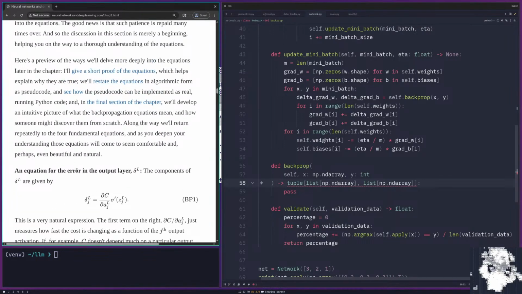An equation for the error in the output layer, delta L. The components of delta L are given by delta L of j, so the error in the output layer of the jth neuron is equal to the derivative of the cost function with respect to the output activation of j, times the derivative of the sigmoid function of the weighted input of j.